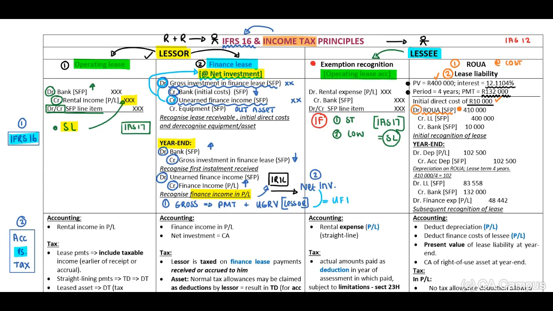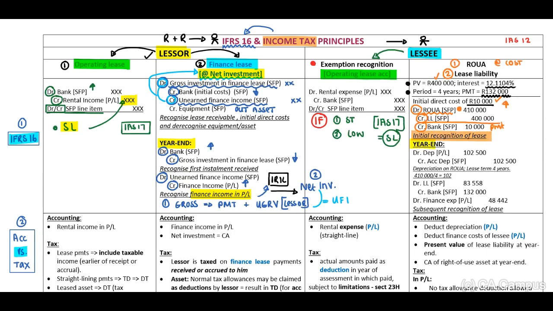Debit the asset, increase in our asset. We need to credit our lease liability with 400,000 and credit bank. This is an outflow payment of our initial direct costs. Remember, this is your initial recognition.